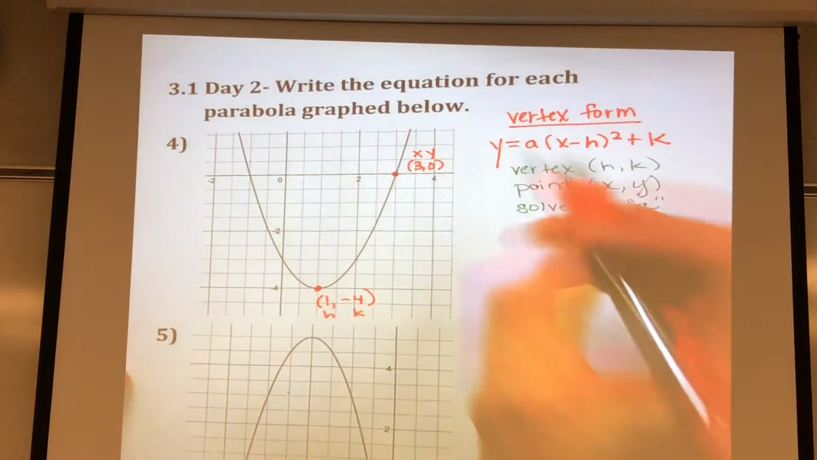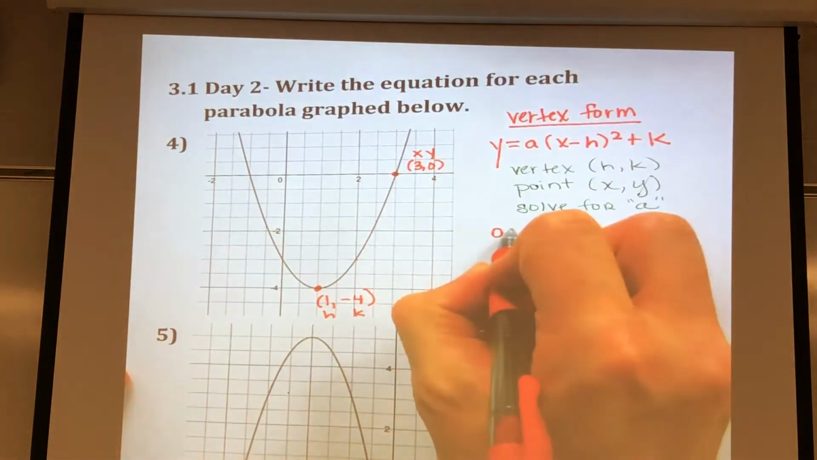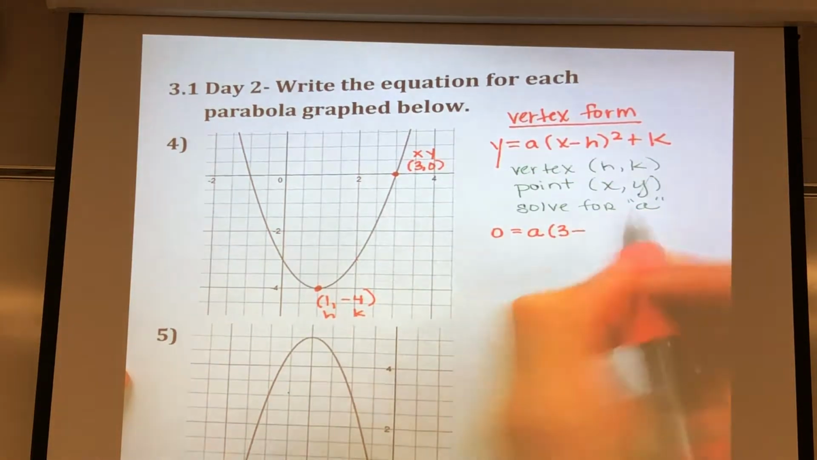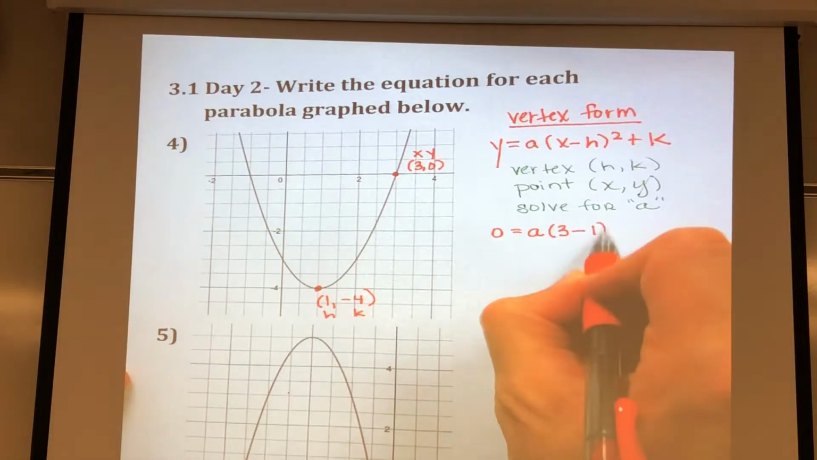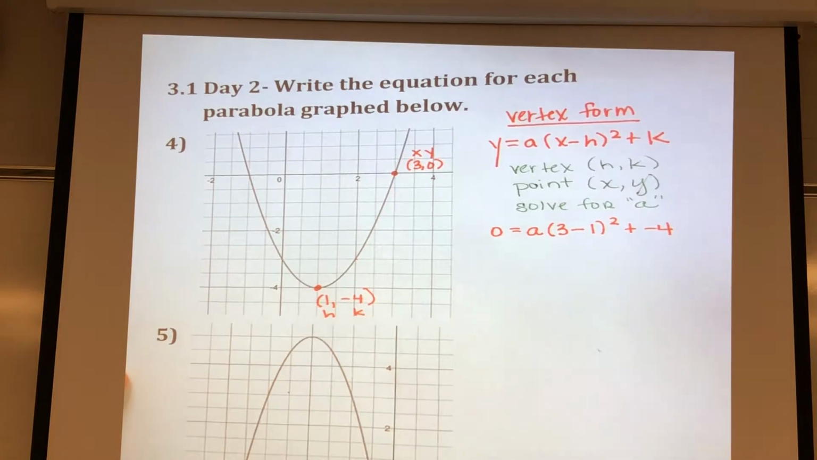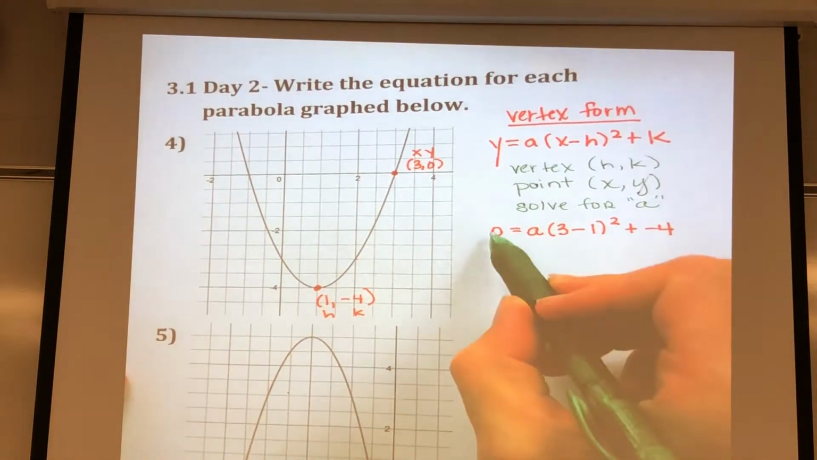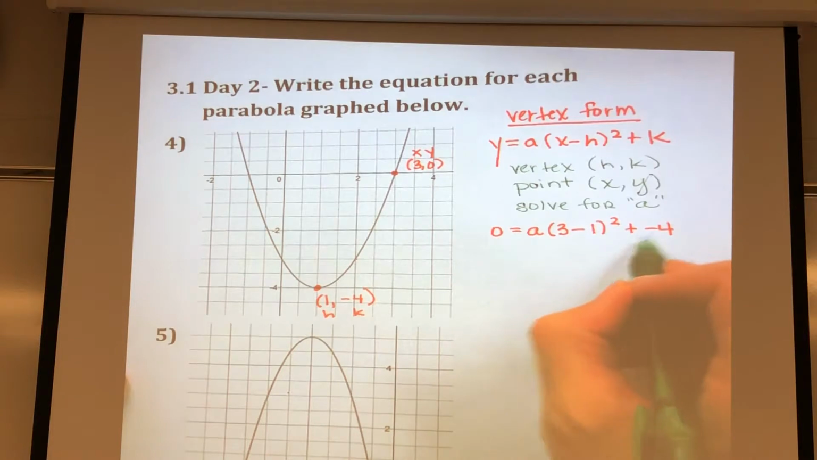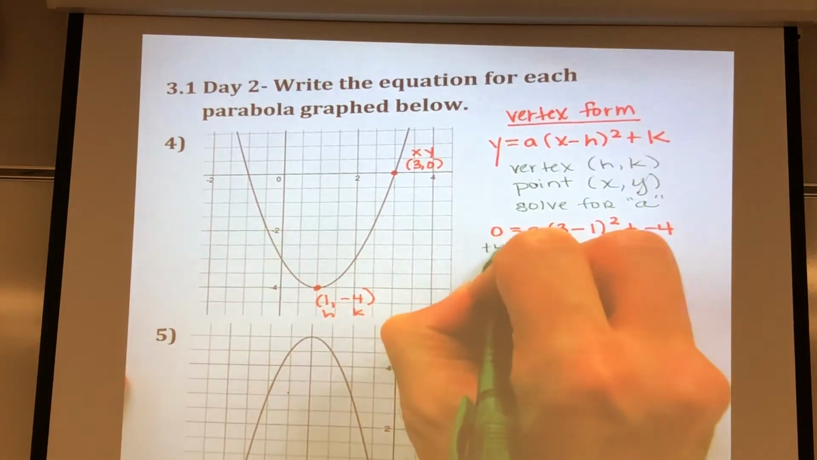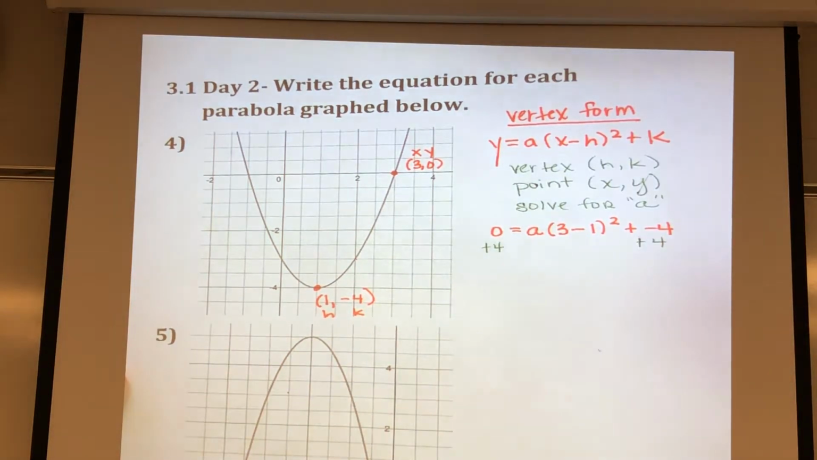Alright, so we're going to substitute in for y the 0. We don't know what a is, that's what we're solving for. x is 3, minus 1 for h, squared, plus -4. Now, please, please, please, when you're solving for a, always start by adding the k value over first. Or subtracting if it's positive. But in this case, we're going to add this over here first. That will help you not make some silly arithmetic errors later.